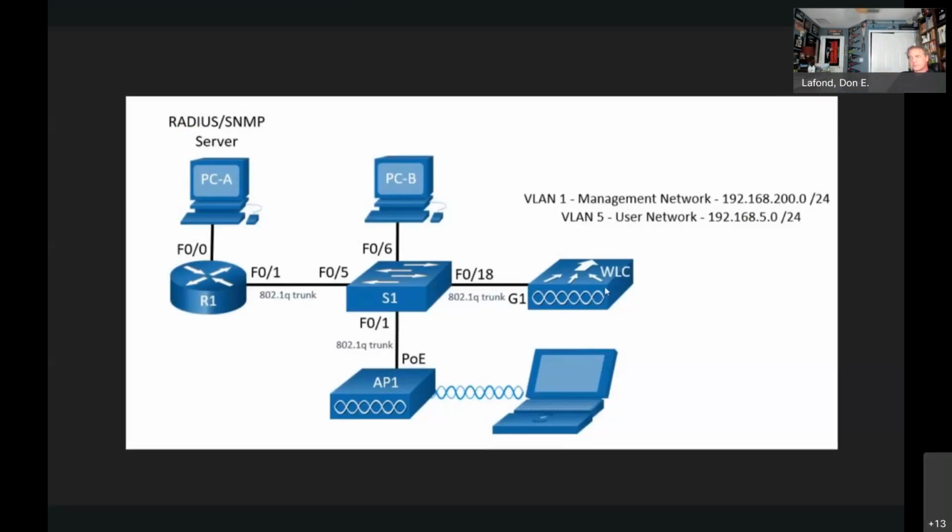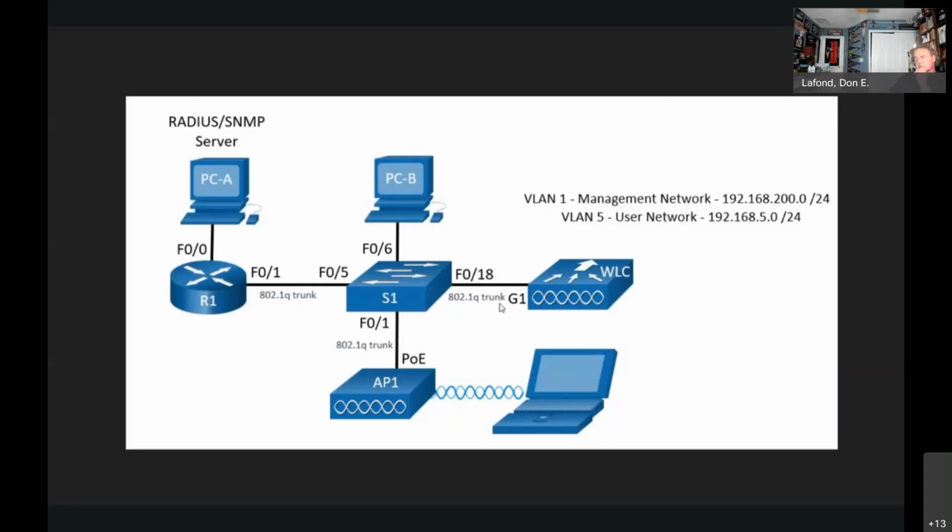We've got a Cisco wireless LAN controller off of switch 1. We have a trunk connection to carry multiple VLANs. Why would we want multiple VLANs between the switch and a wireless LAN controller? Because we're going to have one VLAN segmenting our management network. The management network is how we're going to configure the wireless LAN controller, as well as how we will communicate with our Cisco access points.